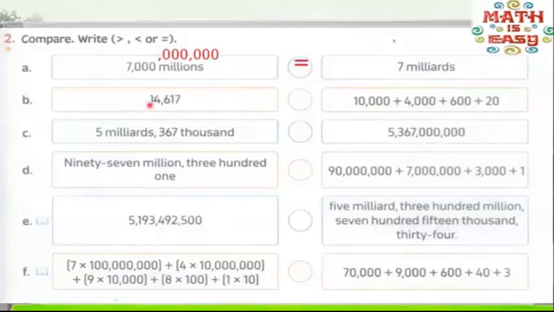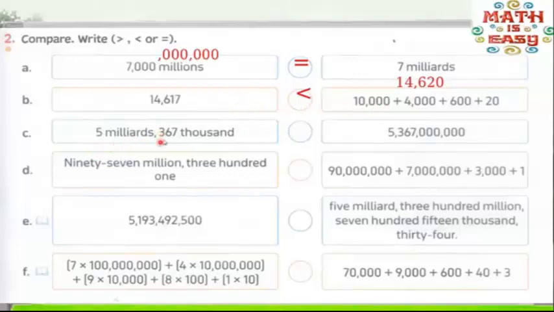Next one. We have 14,617, and here the number is in expanded form. Write this number in standard form. 10 thousandths means 1 in the ten thousandths place. 4 thousandths, 4 in the thousandths place. 620. Are they the same, or which one is more? We have here 17, but here we have 20. 17 is less than 20, so the first number is less than the second number.